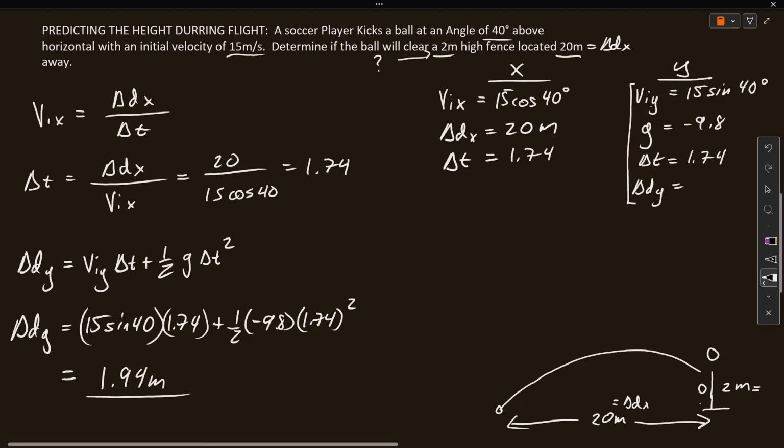And so basically what happens here is, no, it doesn't get over the net, because after it travels 20 meters, the thing is not 2 meters in the air. It's only 1.94 meters in the air. And so it will just barely hit this fence and not make it over the fence. Okay.